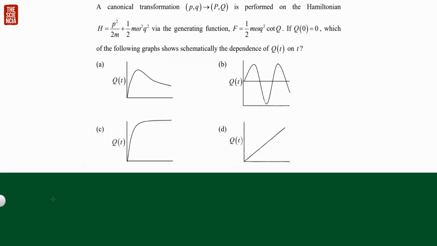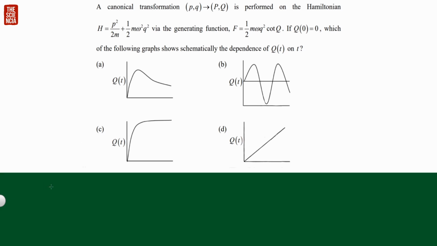This one is another CSIR problem, and here the question is to find out the dependence of q of t on t. So the question is to find out how the position coordinate varies with respect to time for this given Hamiltonian. So the Hamiltonian represents some system. So how does this system evolve in time? So we have to find out the variation of the coordinate. That is the question, right?